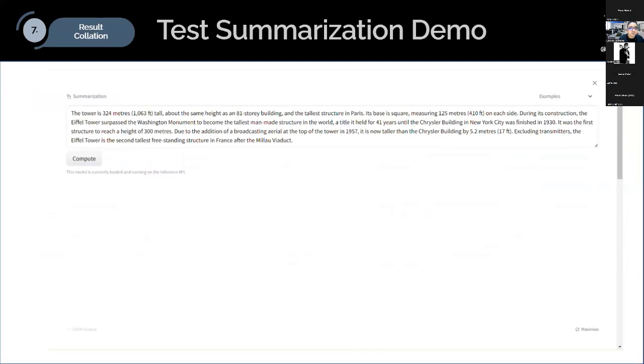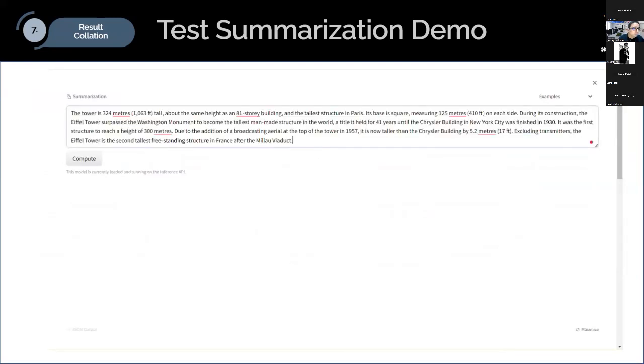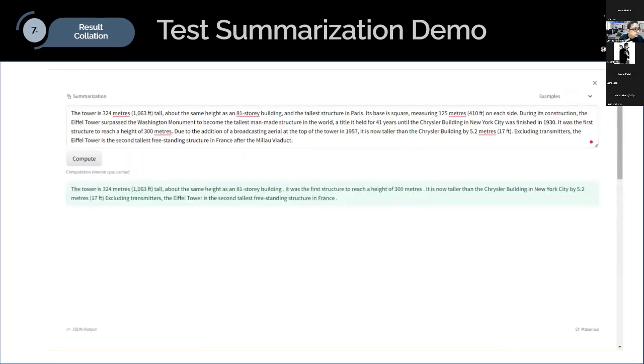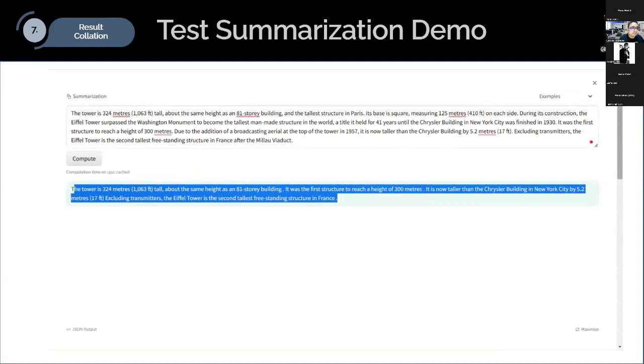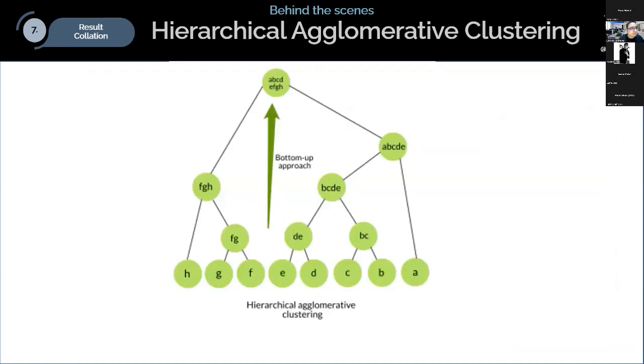So here's an example of a text summarization AI API where you give a particular text, and the AI actually computes for you that, okay, hey, this is the relevant data that you need to use. So what's actually happening behind the scenes when you talk about result collation, right? It's using the thing called the hierarchical algorithmic clustering algorithm.